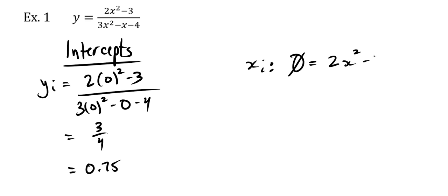In this case, when the numerator is 0 is when we have an X-intercept. That's what's going to make the whole right side 0. So when 2x squared minus 3 is 0, how are we going to solve this? I'm going to just solve it by isolation. In some cases, you might factor.